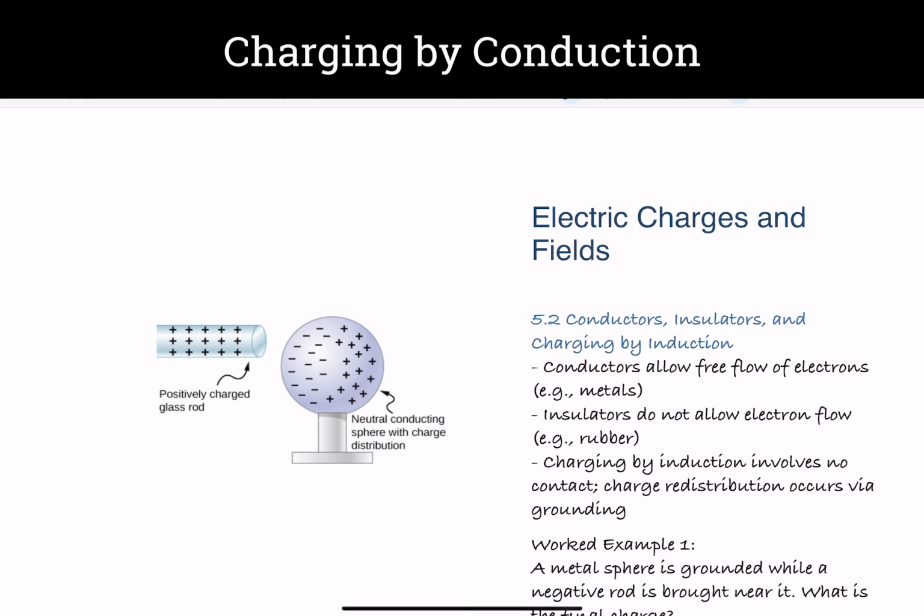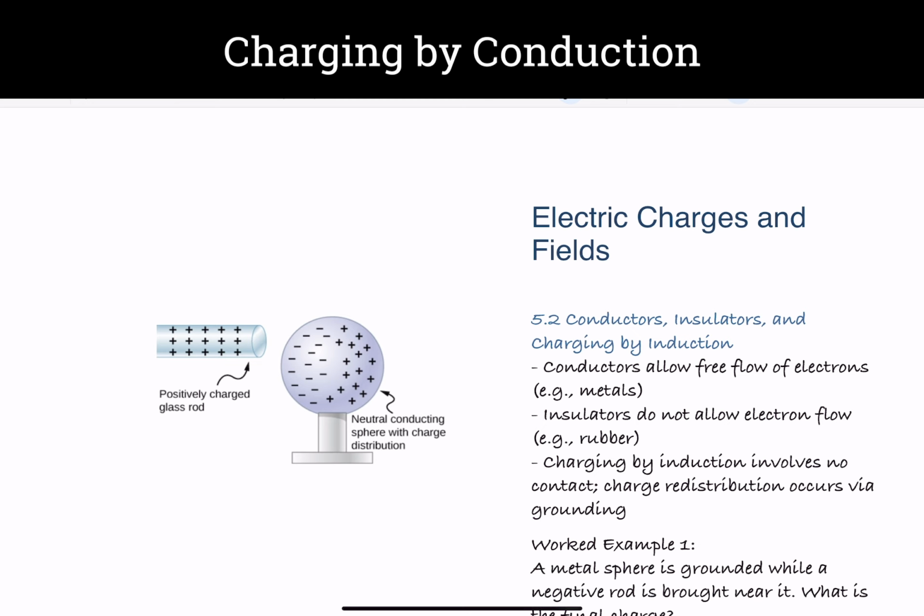Now, what would happen if you were to touch these two? That would be charging by conduction. In that case, a part of the positive charge of this will be transferred to the uncharged sphere, which means both of them will now be positively charged. So, do you see the difference?